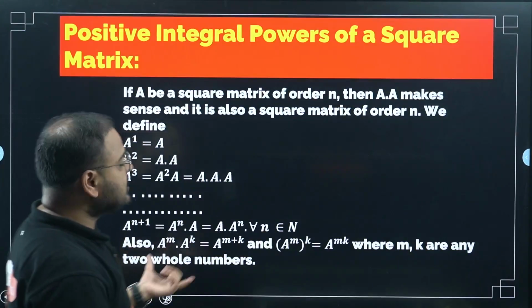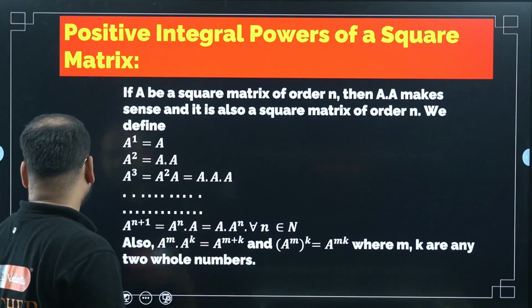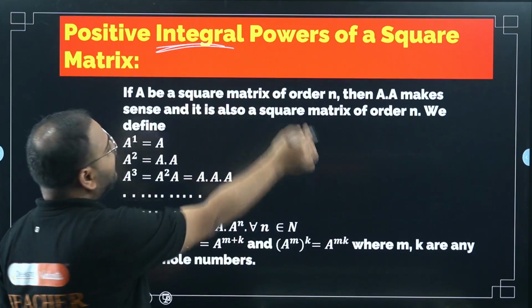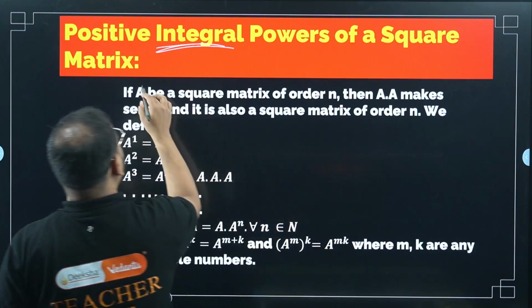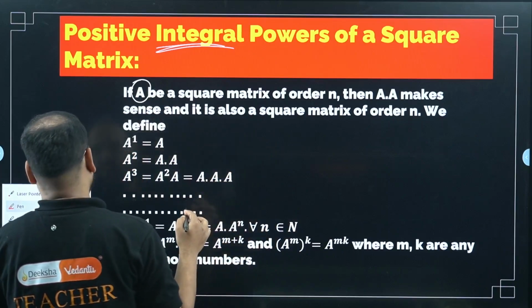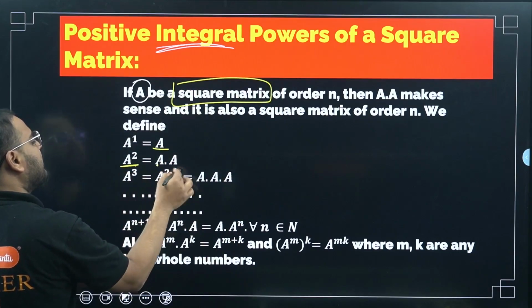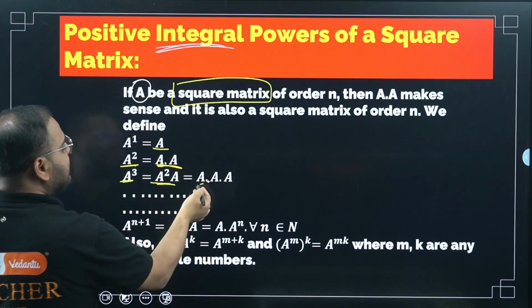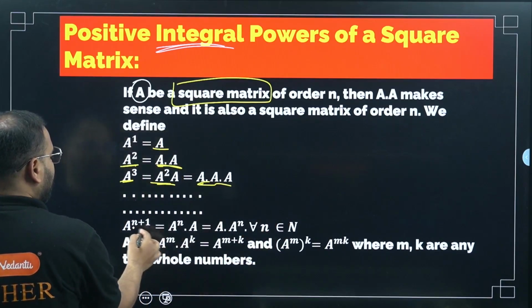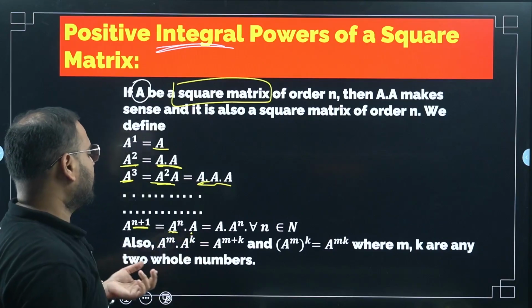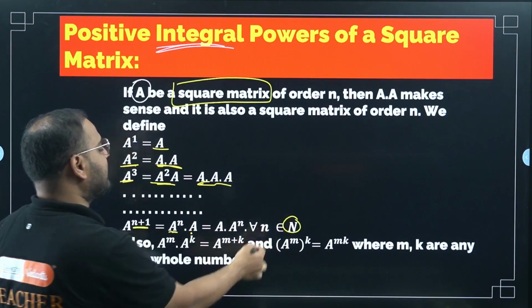Now, positive powers, multiplication of a matrix with itself. If you take positive integral powers of a square matrix, this matrix A is a square matrix, and if you multiply it with itself, A to the power 1 is just A, A square is A times A, A cube is A square times A, which is A into A into A. So basically the property of exponents is valid here. If I am doing n plus 1, I can write it as A power n times A, or A times A power n. This part is valid when the power is a natural number.